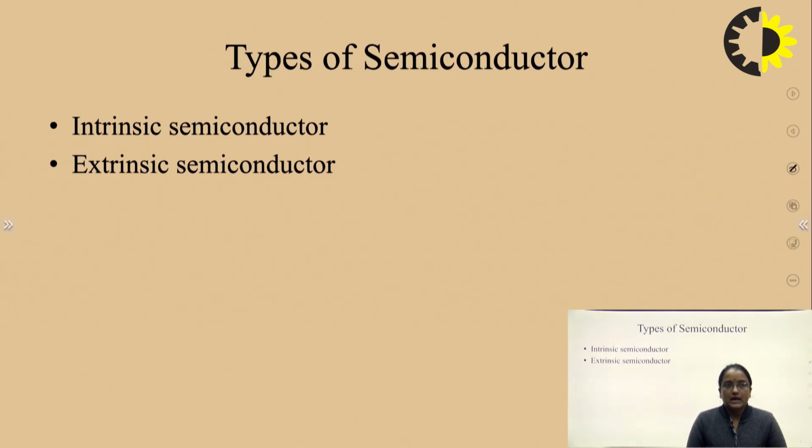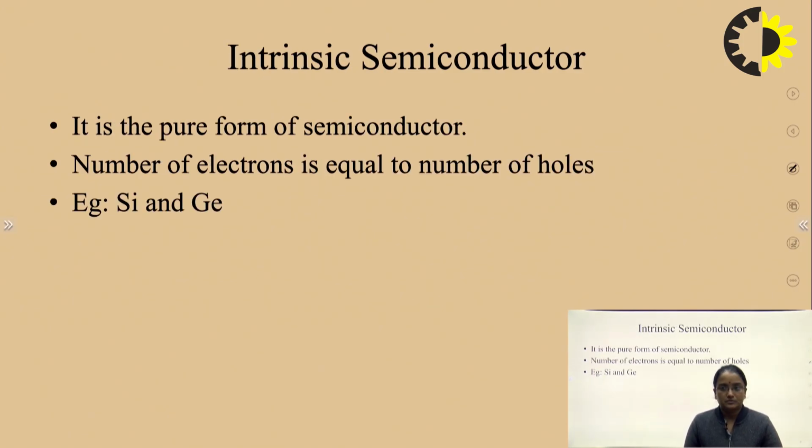Now coming to the types of semiconductors, the first are the intrinsic semiconductors and the second are the extrinsic semiconductors. Starting with the first category, intrinsic semiconductors are the pure form of semiconductor. That means we are not adding any kind of impurities in case of intrinsic semiconductors. So, the number of electrons is equal to the number of holes in case of intrinsic semiconductors, and the examples of intrinsic semiconductors are basically silicon and germanium.